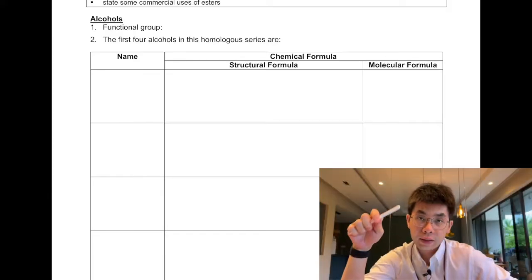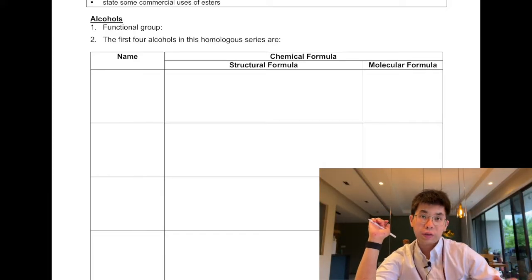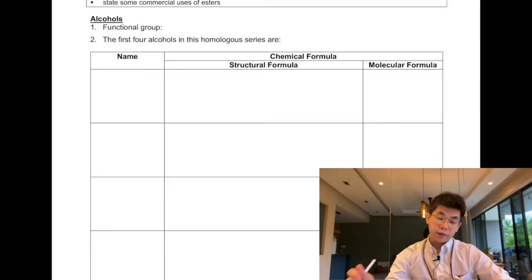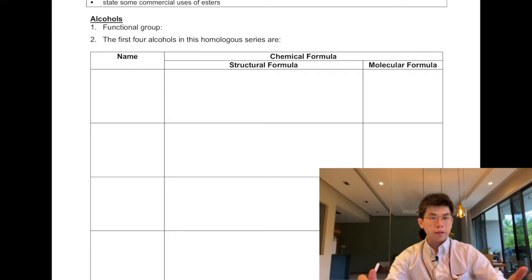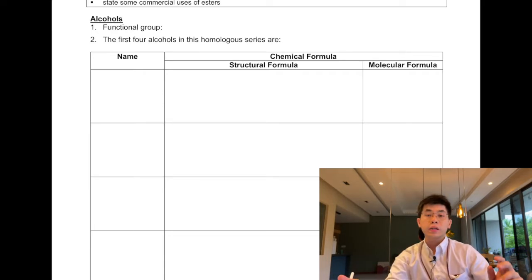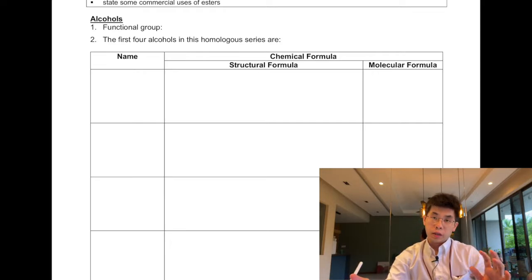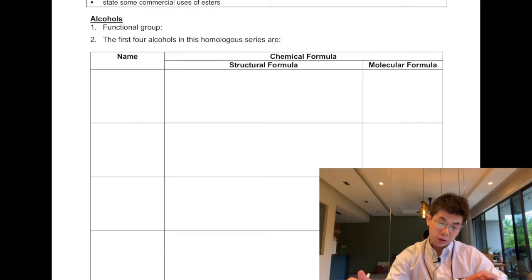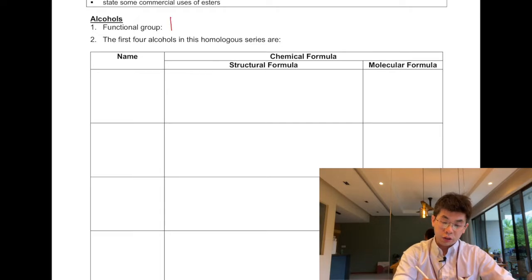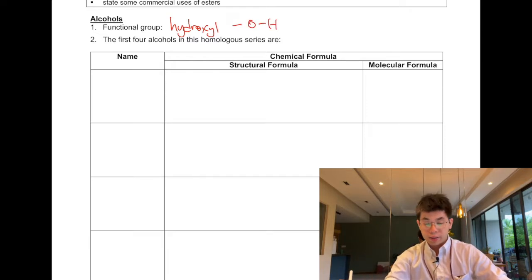So today's lesson is about another homologous series called the alcohols. The alcohols are the ones that you find in alcoholic drinks, in solvents, in your makeup. A lot of places contain alcohols. And what makes them alcohols is that they contain the functional group hydroxy. The hydroxy group is an OH group like this.